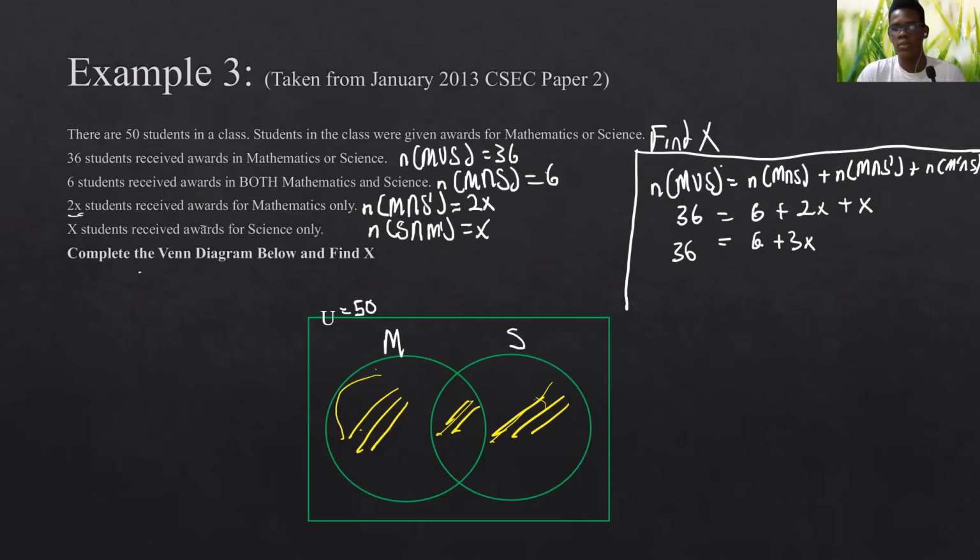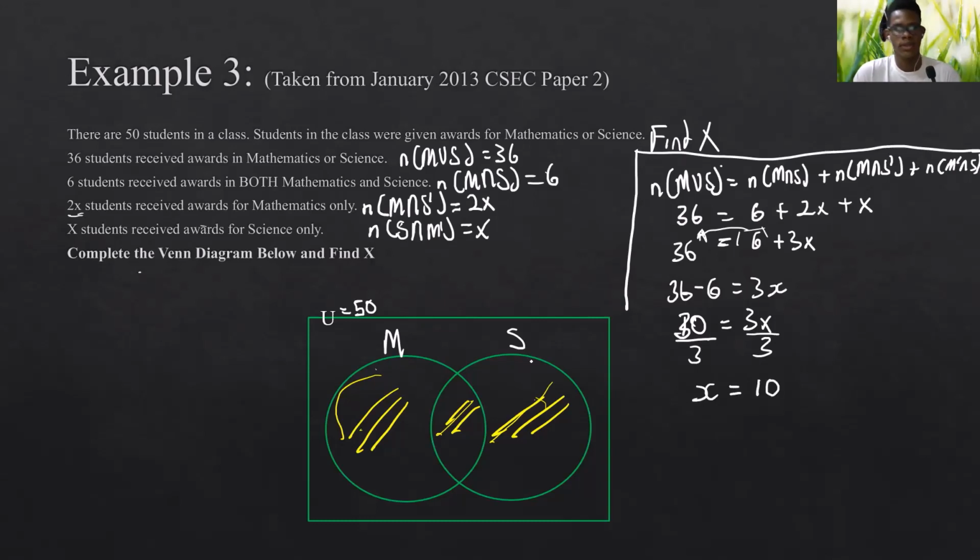Simple changes, I've got the formula now to get our x. So let's transpose. This 6 is adding, transpose it, it becomes subtraction. So 36 minus 6 is 30, and the 3x is left over. So we are left with 3x equals 30, and now divide both sides by 3, and we end up with x is equal to 10.